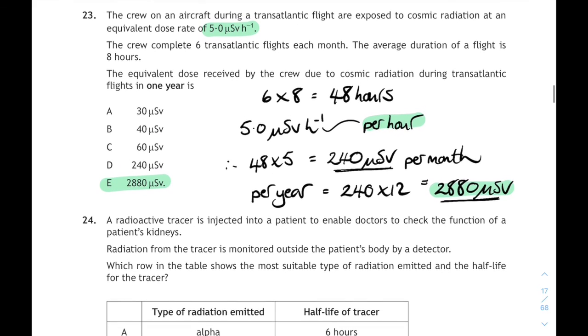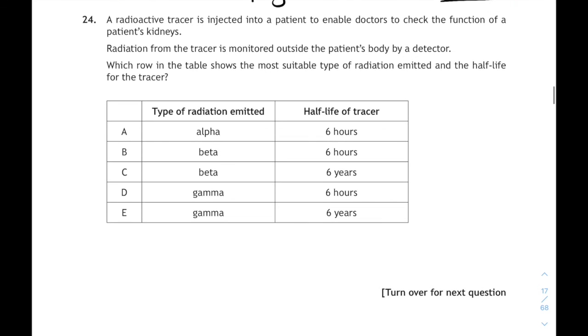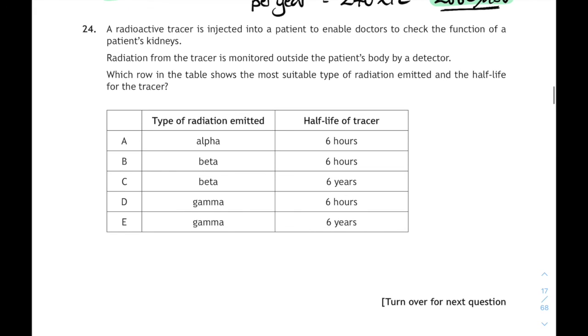24. A radioactive tracer is injected into a patient to enable doctors to check the function of their kidneys. And radiation is monitored outside the patient's body with a detector. Well, if it's outside the body, we're going to have to use gamma radiation. And also, if you're injecting this tracer into a patient, you don't want it being there for too long. So 6 hours is answer D. 24D.